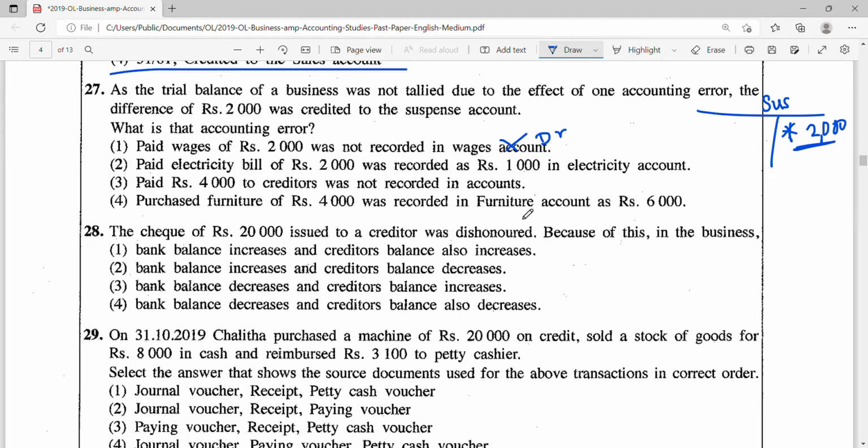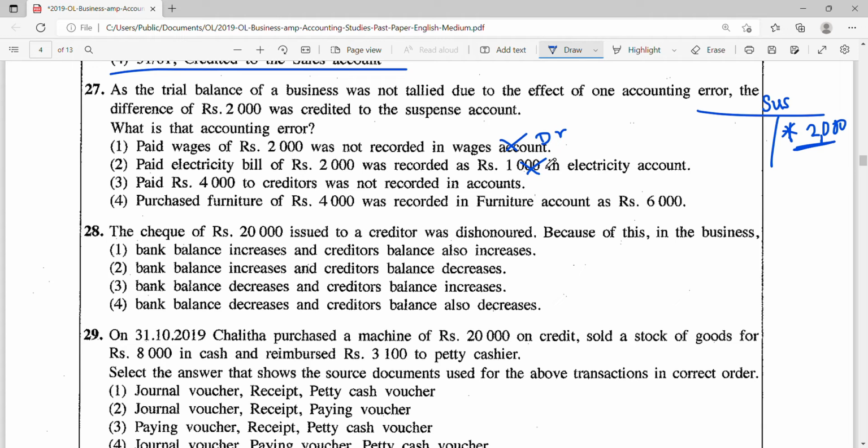Paid electricity bill of rupees 2,000 was recorded as rupees 1,000 in electricity account. Now again, paid electricity meaning cash being credited and electricity account will be debited. But here the debit is understated by 1,000 rupees. Here the difference is 2,000. So second one is also not the correct answer.